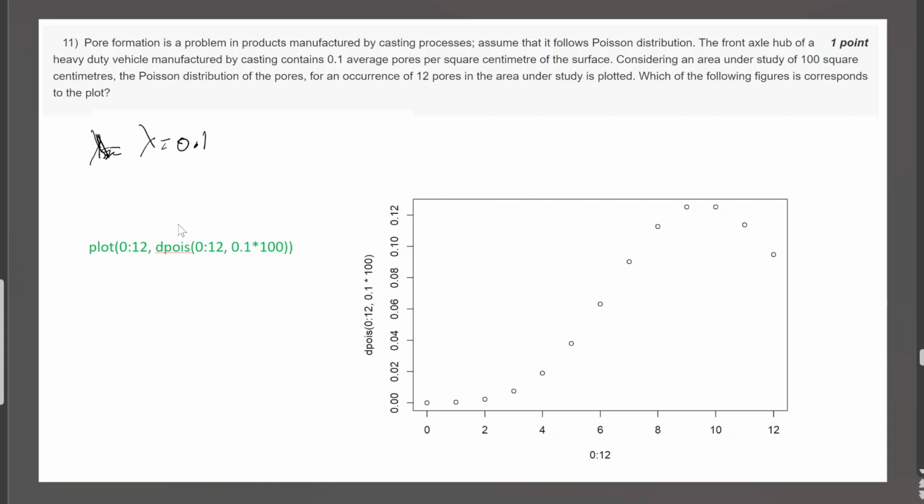So when we give this command, we will be getting this kind of plot. This closely resembles some options they have given. So this is the one. You just have to know how to plot using the probability distribution functions. That's all.